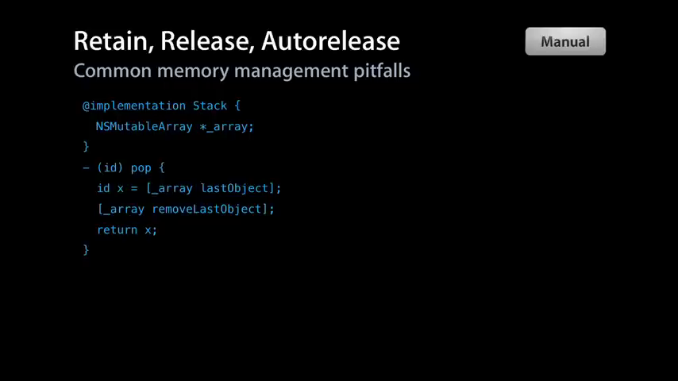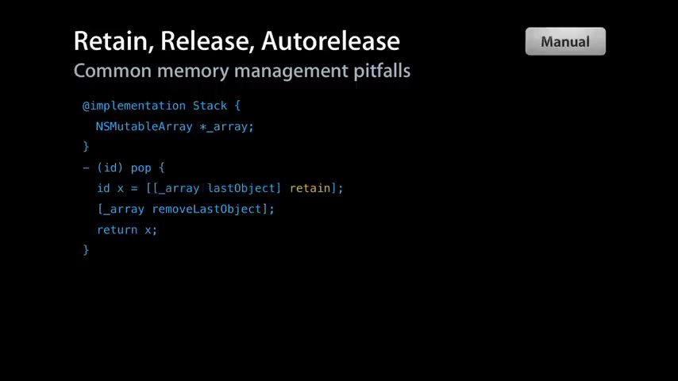Let's consider another aspect of this stack class to see a different example. This pop method removes the last object from the stack and returns it. That's pretty simple, right? Well, under manual reference counting, this method would likely not work and may actually crash. Why? Imagine if that last object you wanted to return was only being retained by the array itself. The act of removing it from the array would decrement the retain count, and the object would then be deallocated. So this code could very well return a deallocated object, and your caller won't be happy about that.